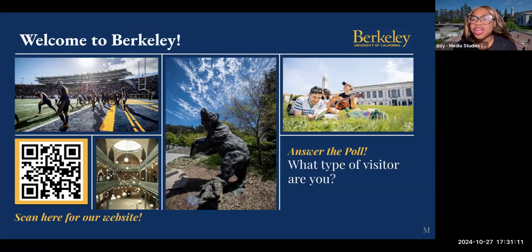So let's go ahead and get started with our first poll. Let's do a little interaction. Please answer, what type of visitor are you? The poll will come up on your screen very shortly. Right now, there it is. So please answer, what type of visitor are you? Are you an admitted student or family member? Are you a waitlisted student or family member? Maybe a prospective high school student or family member? Middle school? Do we have any community college? Do we have any school teachers, counselors?